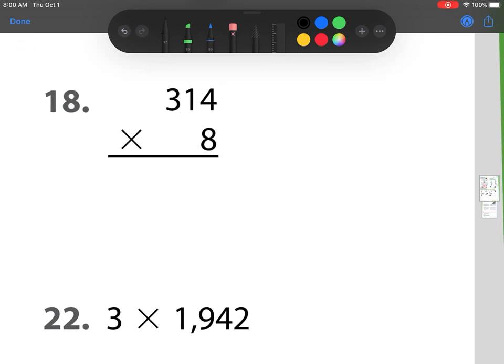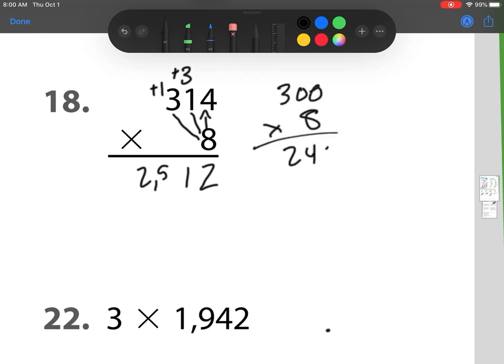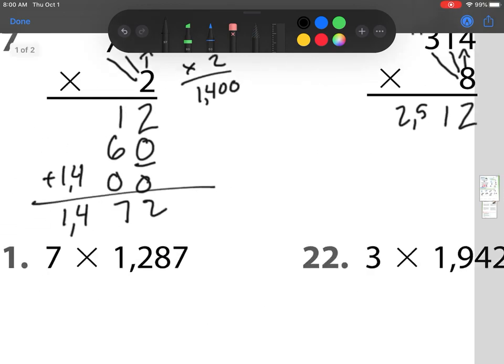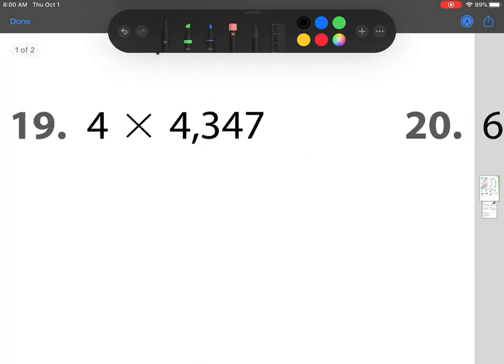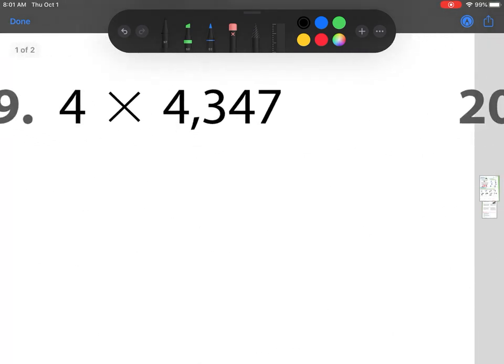Number 18 now. So we're almost halfway done. 8 times 4 is 32, so I'm going to put that 2 there, regroup the 3. 8 times 1 is 8, plus 3 is 11, so I put a 1 down, regroup that 1. 8 times 3 is 24, plus 1 is 25. So now let's check our estimate to see if it's close. This is close to 300 times 8, which is 2,400. So our answers are close, which means my answer is probably correct. So I can move on.